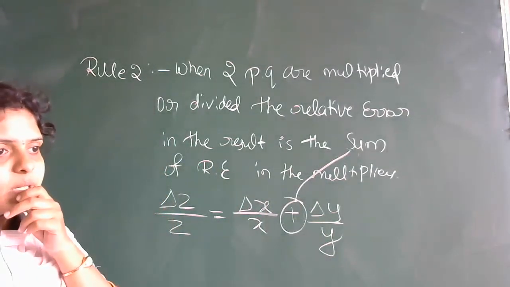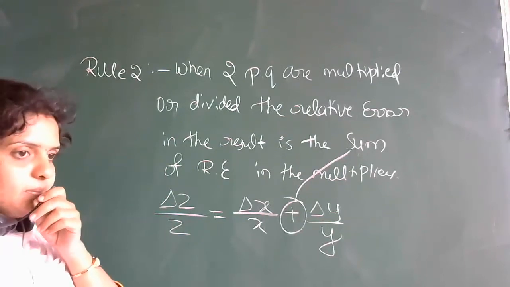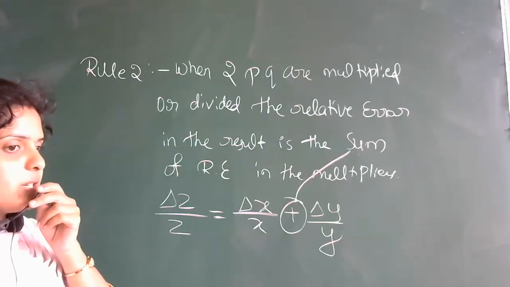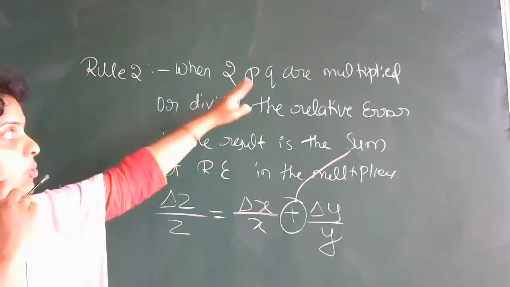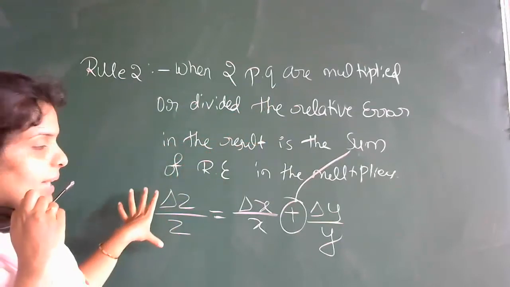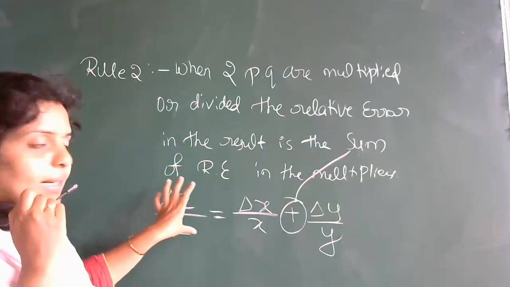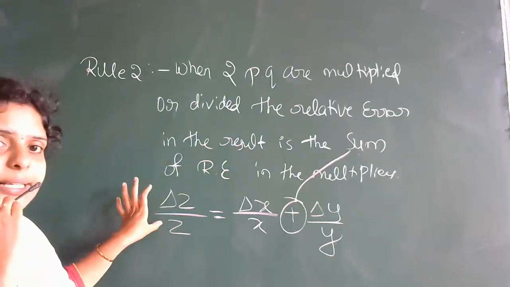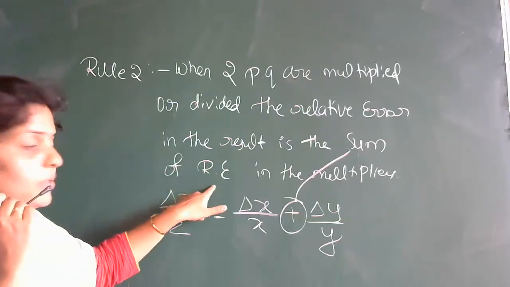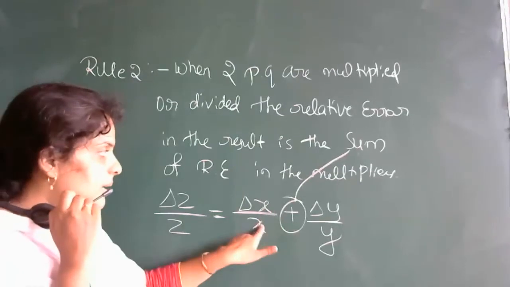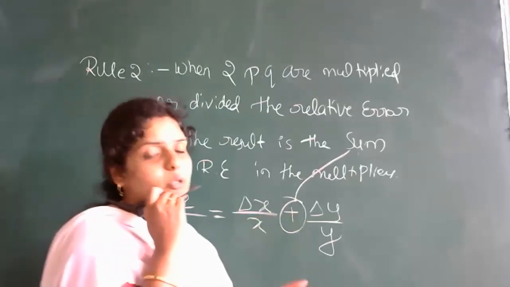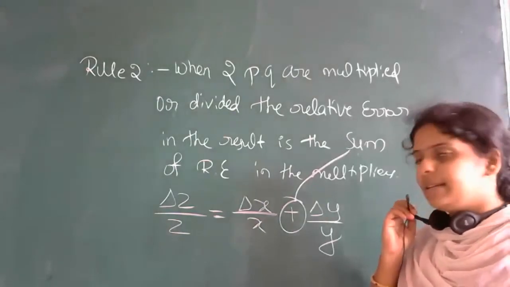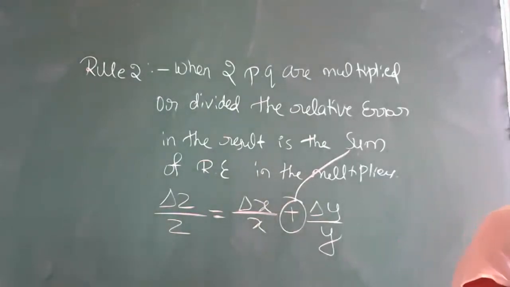Is it simple, students? Is it simple? Correct? Understanding? You can compare your statement and example. When two physical quantities are multiplied or divided, I have taken here division. So divided, the relative error in the result. So the relative error result is given by what? Delta X by X is the sum of relative error of the individual multipliers. So that can be written as what? Delta X divided by X plus delta Y divided by Y. Is it clear, everyone? It is simple.